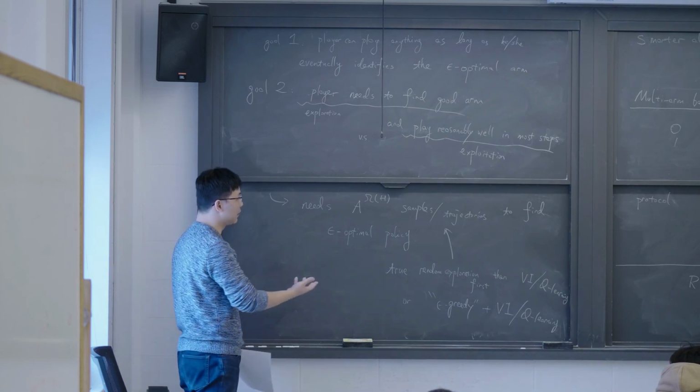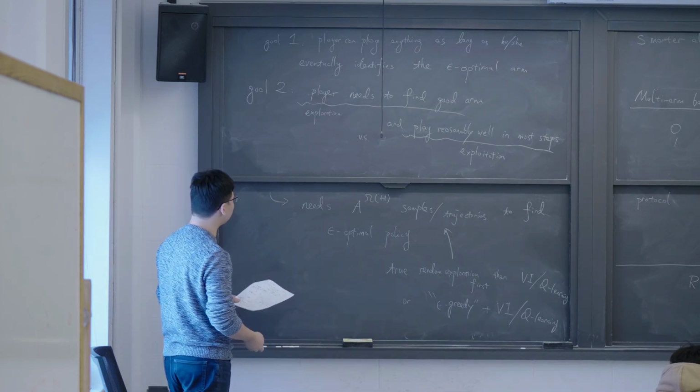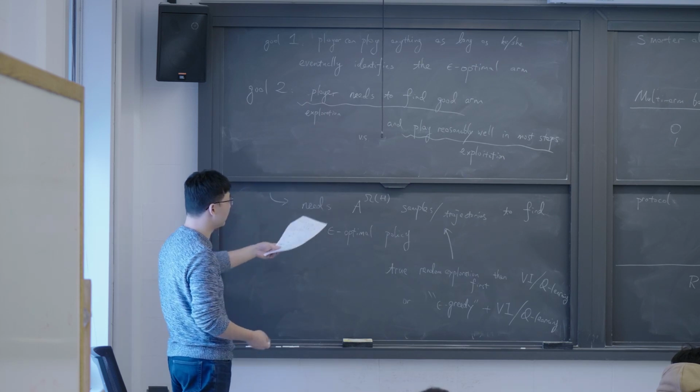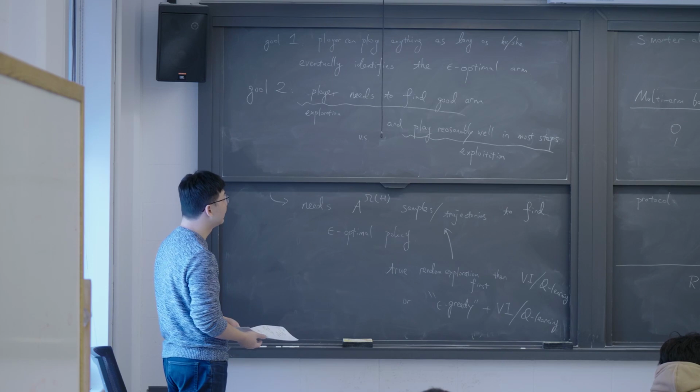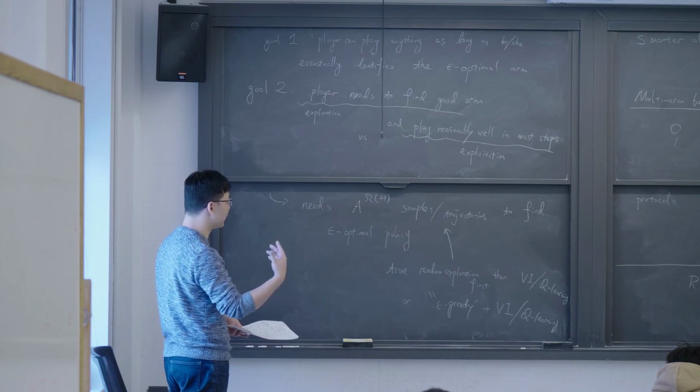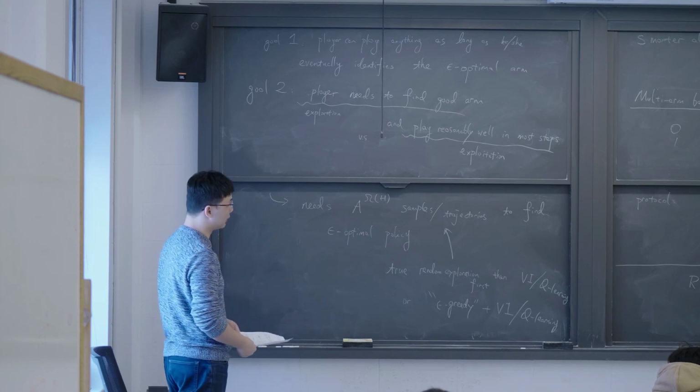So in the multi-arm bandit, we will talk more about how we balance exploration and exploitation and motivate optimism. And then we will talk about how to apply the optimism principle to reinforcement learning.